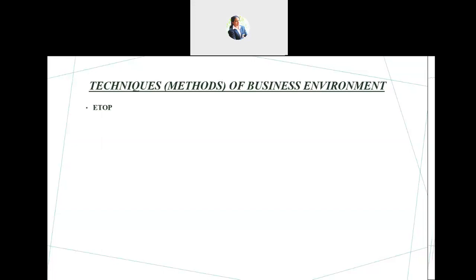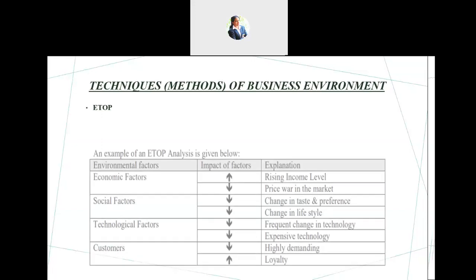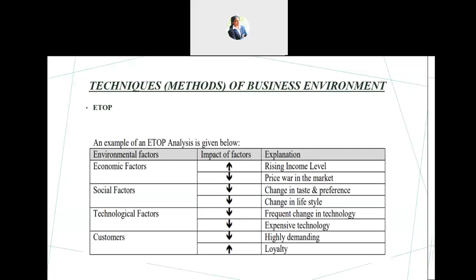All these things would be analyzed, and at last, under ETOP, an overall summary is done, and this is the last stage, and the impact and importance of each factor is presented in the last stage. So the summary of an ETOP analysis would look something like this.